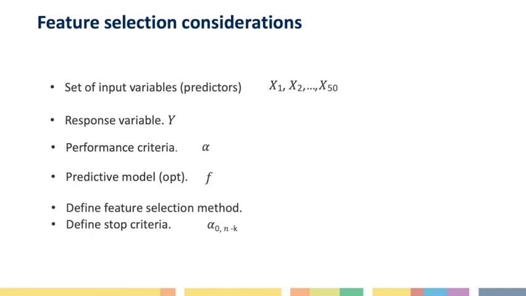Even at the end, with our subset of attributes, we should try and assess its effectiveness. It's also important to define the attribute selection method. This is something that we're going to see in the next presentation. We'll see that there are three different ways to do this attribute selection. And it's also important to define the stop criterion.